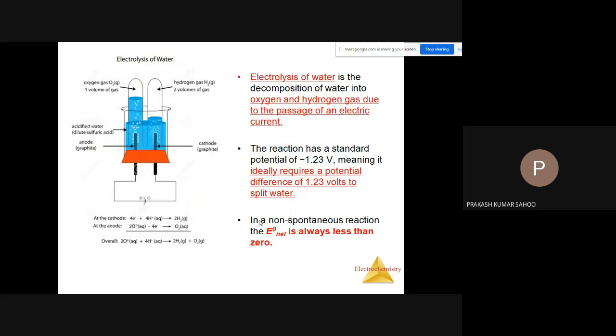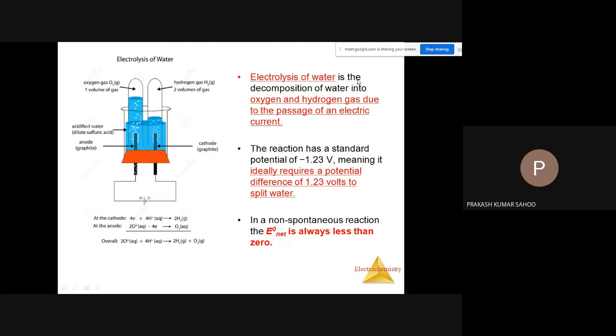This is the next part, that is electrolysis of water. In the electrolysis of water, we have two things, that is the cathode and the anode. At the cathodic end, the H plus ion from the water gains electrons to give H2 gas, and at the same time at the anodic end, the O2 minus will lose 4 electrons to give oxygen gas. This will be the net reaction, that is 2H2O gives 2H2 plus O2 gas.